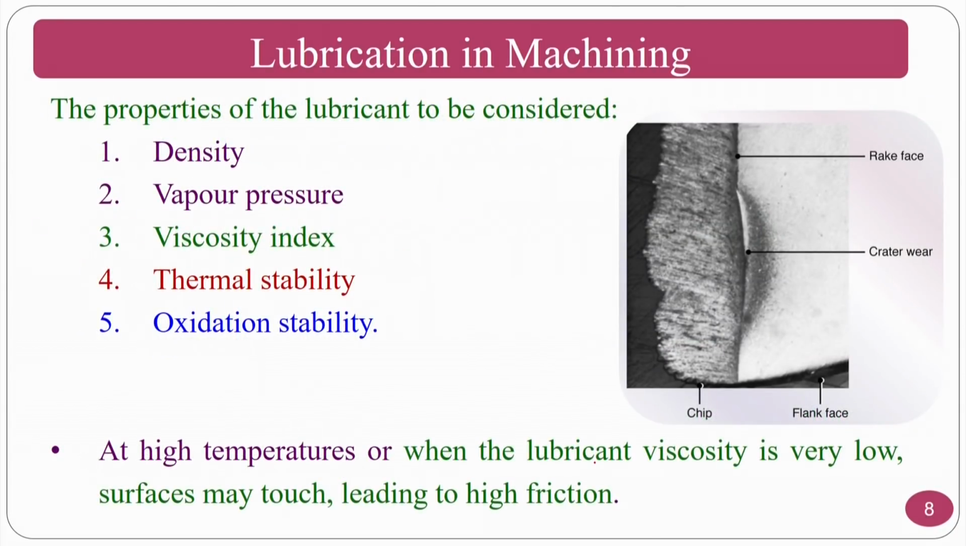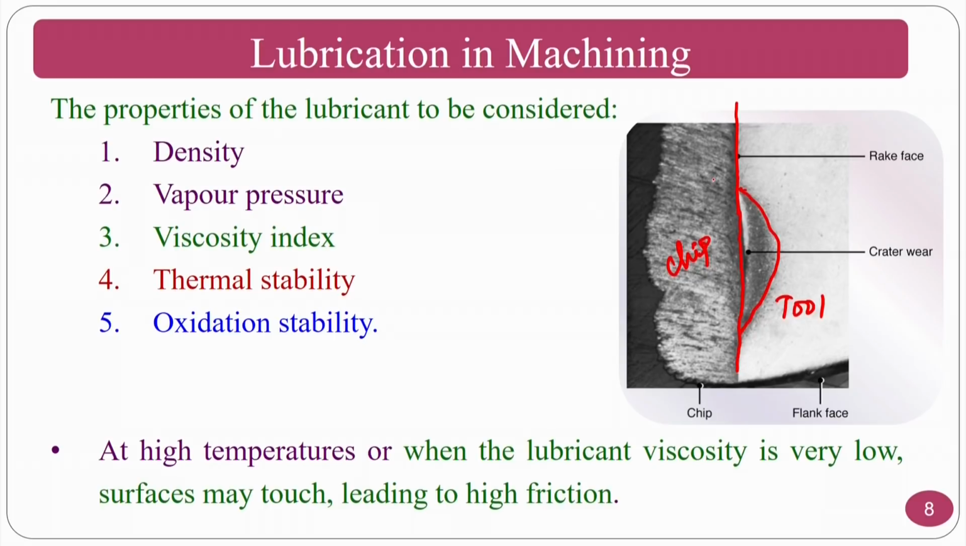Regarding the properties of the lubricant, as I was telling you, as a manufacturing engineer my aim is to send the cutting fluid or lubricant between these two surfaces. If I can do that, it is good for my machining, so that tool wear doesn't come. This is the crater wear coming on the tool, and this is the chip. If I can send a layer of cutting fluid dominated by lubrication, I can overcome the frictional heating between chip and tool.